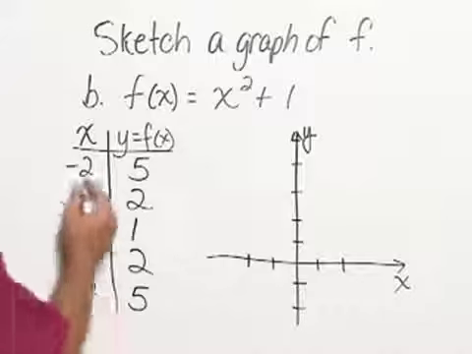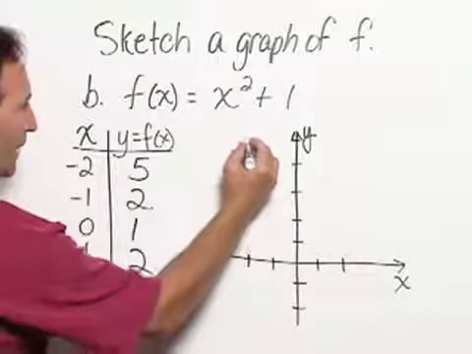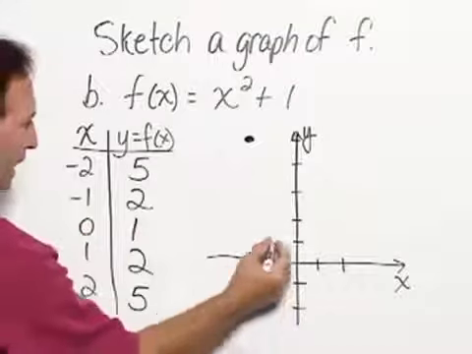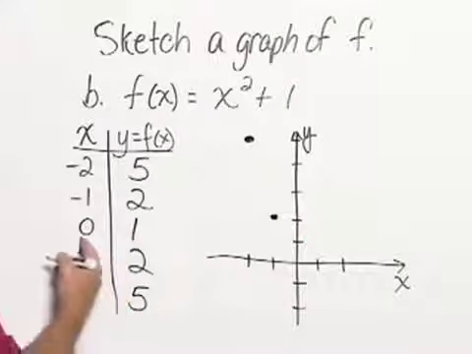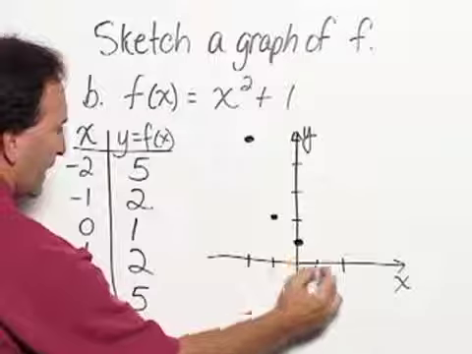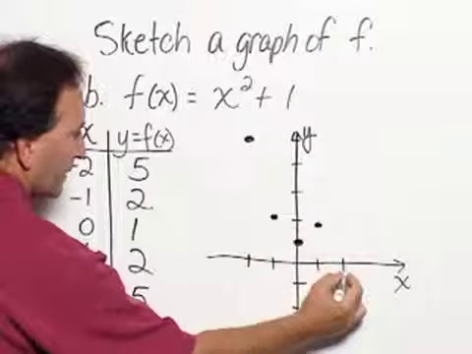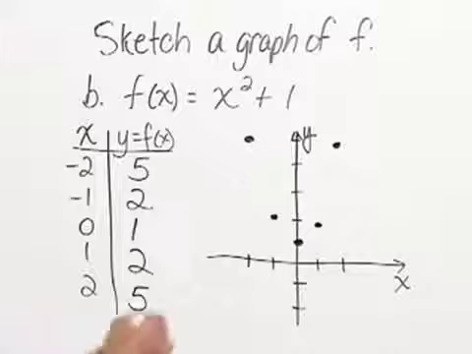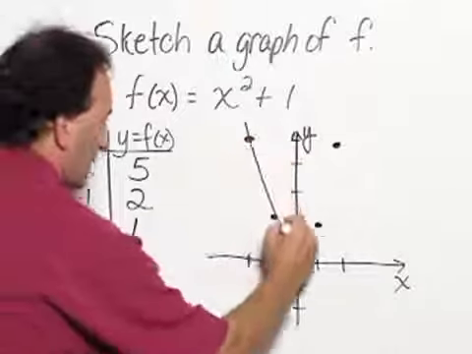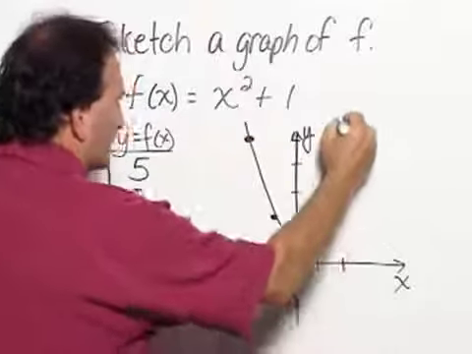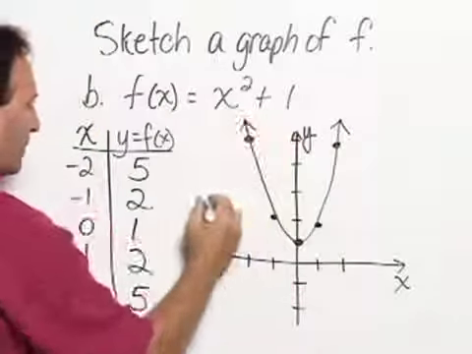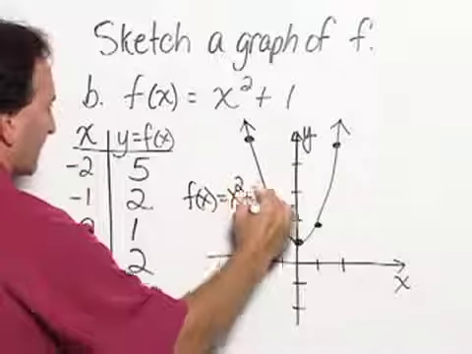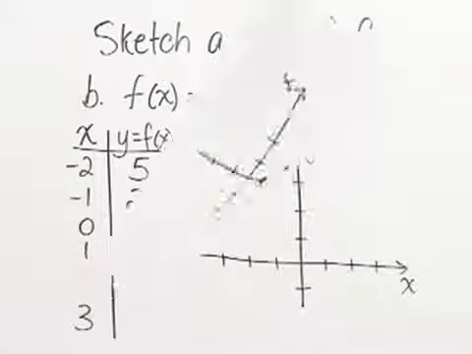So we have the point negative 2, comma, 5. We have the point negative 1, comma, 2. 0, comma, 1, and then 1, comma, 2, and 2, comma, 5. So now we can see that the shape of our parabola would be this. And so that's f of x equals x squared plus 1.